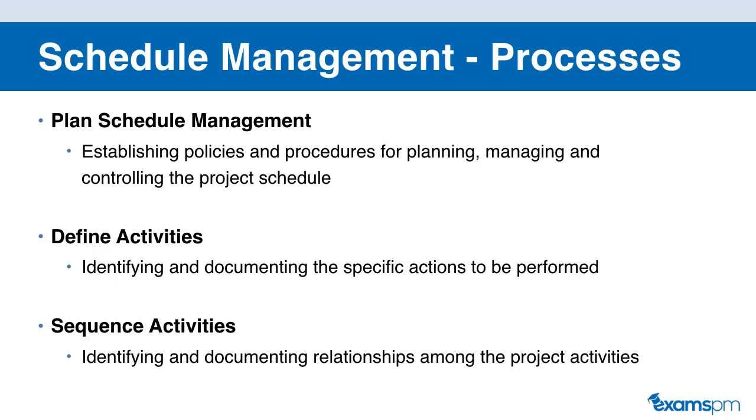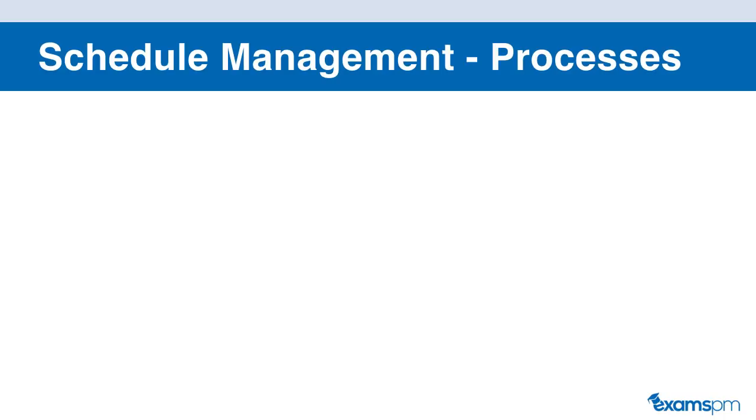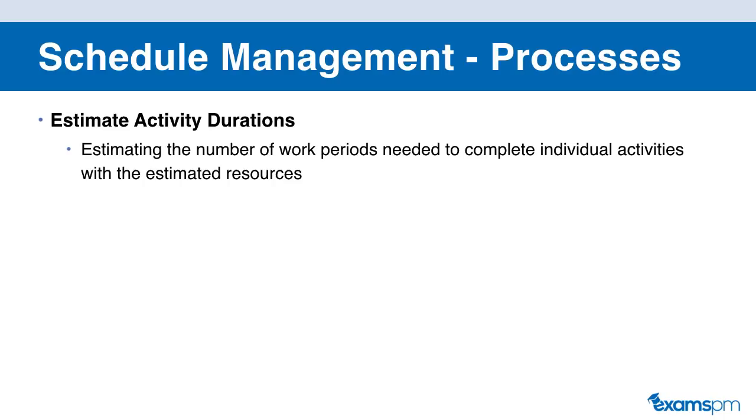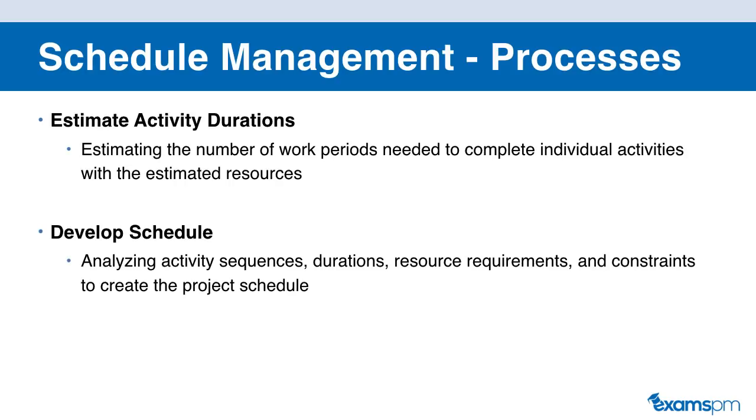Once you have defined your activities, you're ready to sequence these activities. Sequence activities is a process of identifying and documenting the relationships among the project activities. In other words, this is the sequence or the order in which you will do these activities. Once you know the sequence of these activities, you're ready to estimate the activity durations. This is when you're estimating the number of work periods needed to complete the individual activities with the estimated resources that you have available. And once you know the duration and the sequence of all of these activities, you're now ready to develop your project schedule.